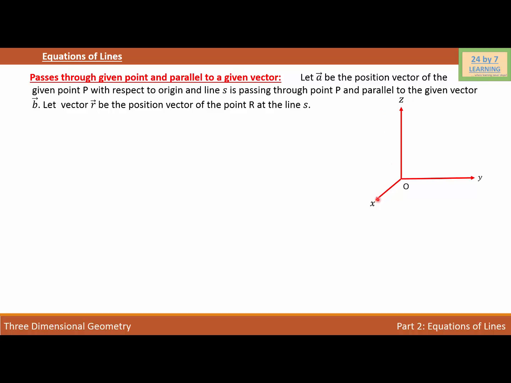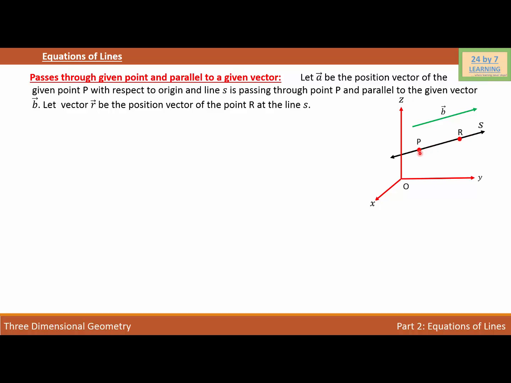So as you can see, this is my x-axis, this is my y-axis, and this is my z-axis, and this point is the origin O. Let's first consider a vector B. So this is my vector B. I'm going to consider a point. So this is my point P. Let's consider line S passing through this point. So this is my line S passing through point P, and this line is parallel to vector B. Let's consider another point on this line S. So this is my point R.